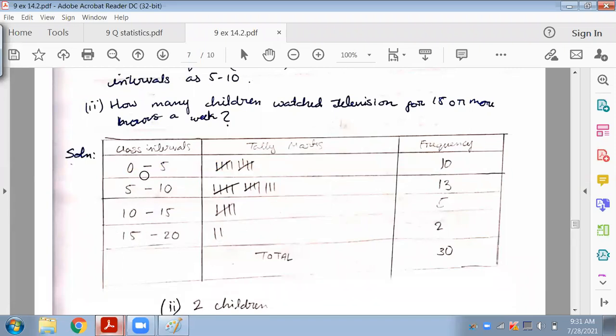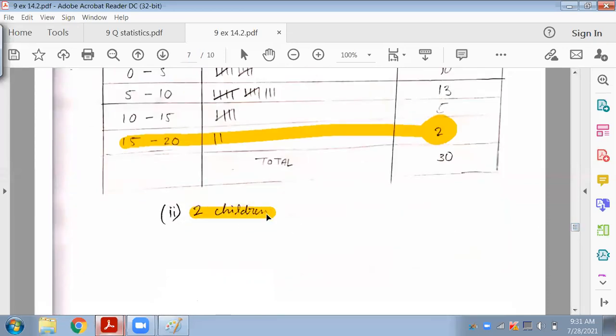You're going to see the frequency table, and then from there we're going to see the class. If you see the class, 0 to 5 means up to 5 hours, 5 to 10 means up to 10, then 10 to 15 means up to 15. So more than 15 will lie in here. So more than 15, how many children are watching television? It is 2, because for the 15 to 20 class the frequency is 2. So that means 15 or more hours a week is 2. You can just write the answer: 2 children.